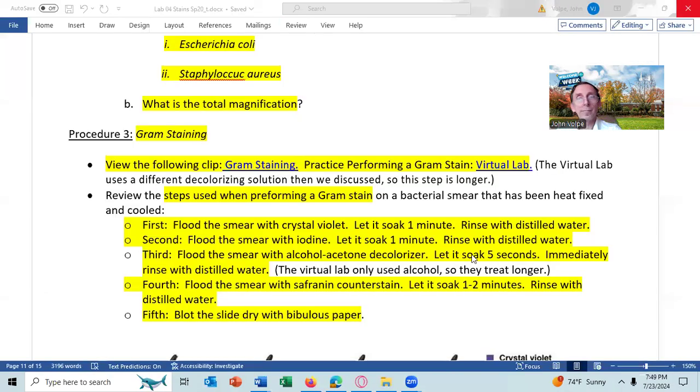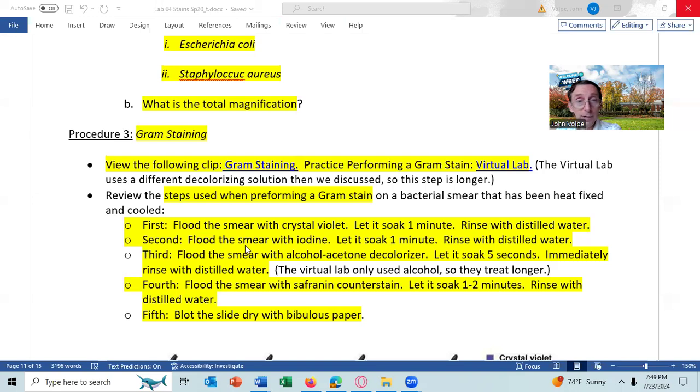There we go. So do the virtual lab. It's the only procedure of the gram stain you will actually do. And then review the steps from performing the gram stain. First, you flood the slide with crystal violet for 1 minute. Then you rinse. After each step, there will be a rinse. I won't talk about the rinses any further.